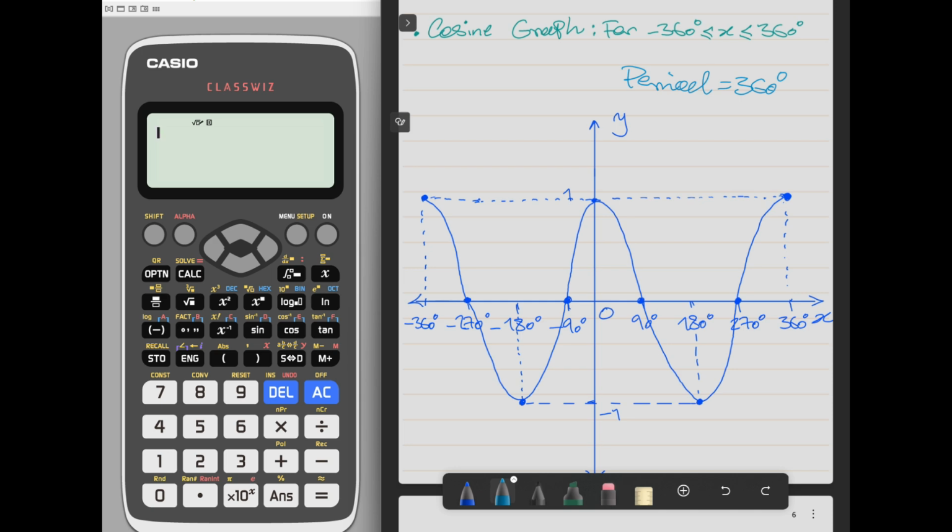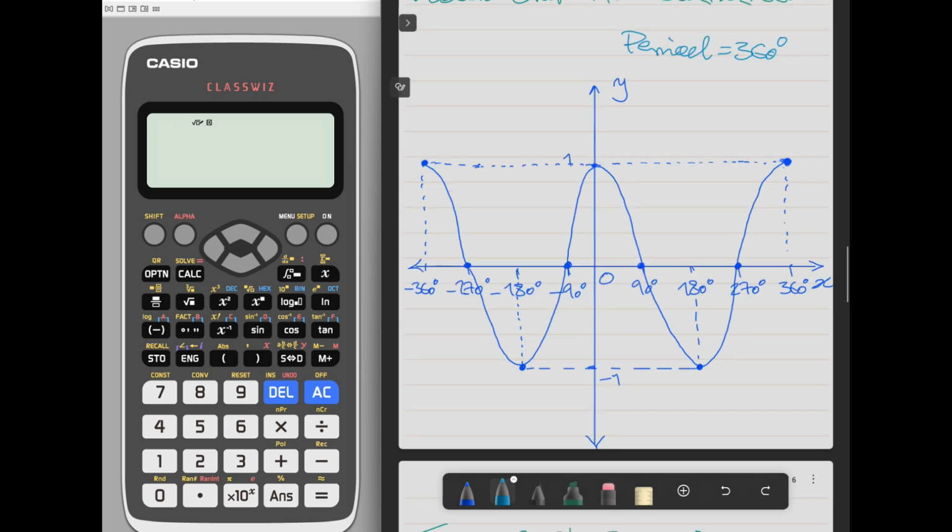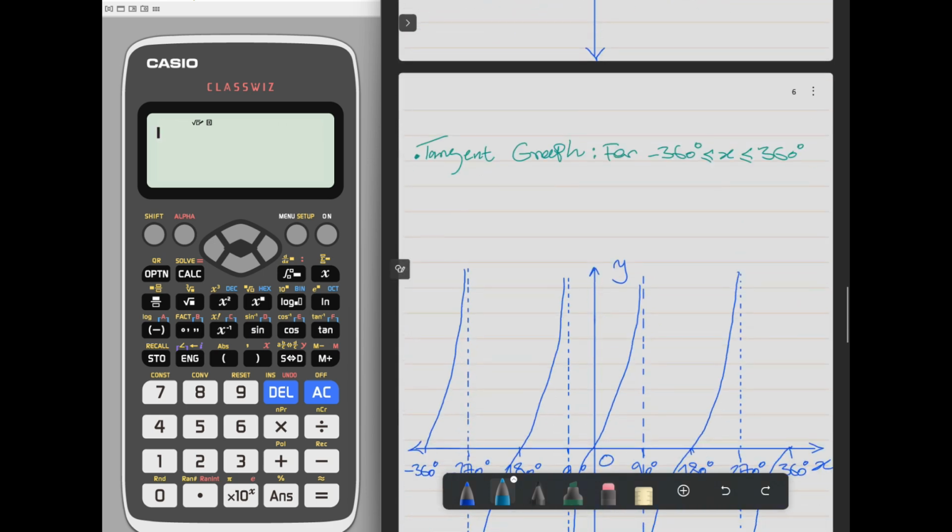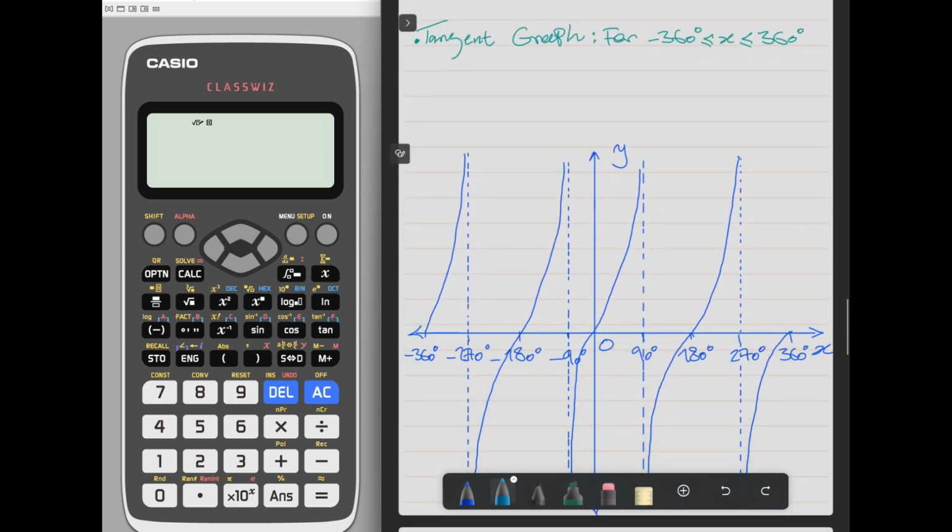And cosine of 360 degrees is going to be 1. And you must know this again. You must know this basic graph for your exam. And the last one, the tangent graph.